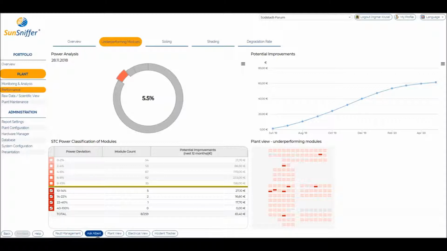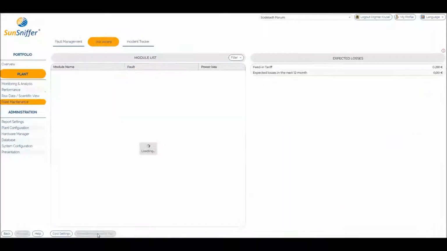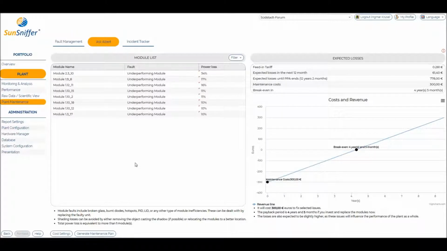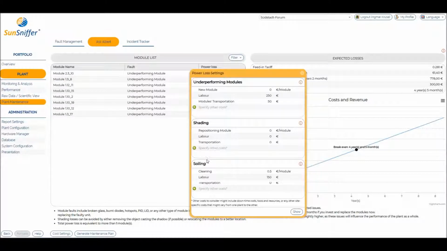And now we need to calculate: does it make sense to swap them? Because this is the next question you have. We asked for the specification, and there you see the modules again with the power loss, and as you can see, it's above 10%. We have a cost setting underneath. For example, labor is put in total at 250, and transportation at 50. And if there would be new modules, you would put new modules in here.